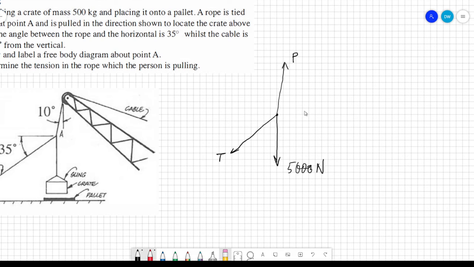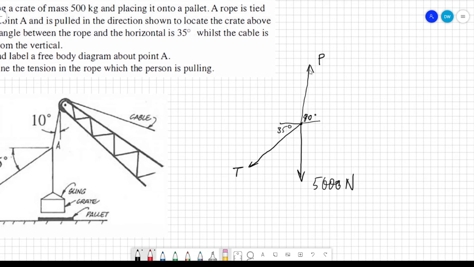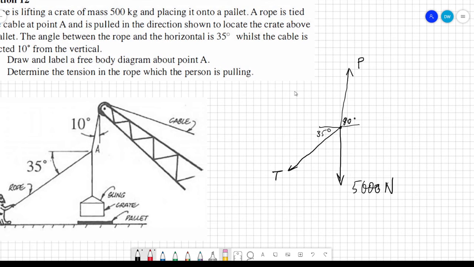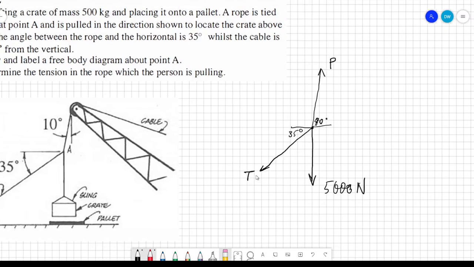Now the angles. P is 10 degrees from the vertical, so it should be 80 degrees from horizontal, while T is, let me do a shorter line, T is 35 degrees. So these are the three forces acting on it: the cable of the crane pulling, some guy pulling the rope, and the weight going down. Now we need to find the tension in the rope. So we need to find what T is.